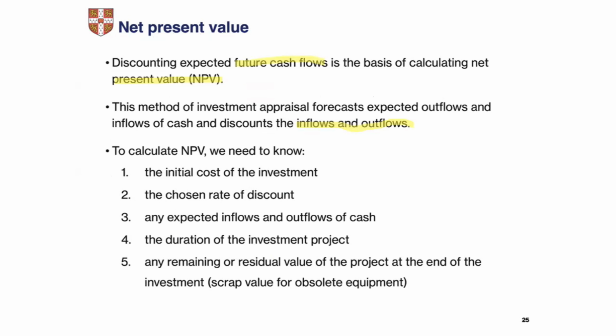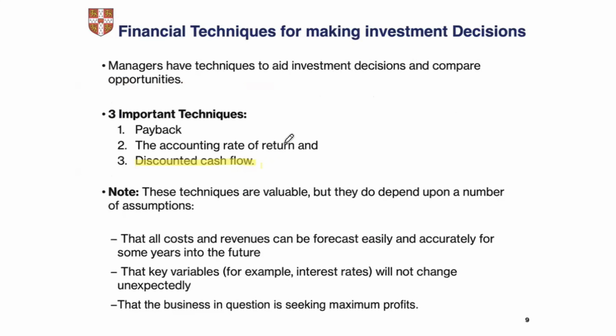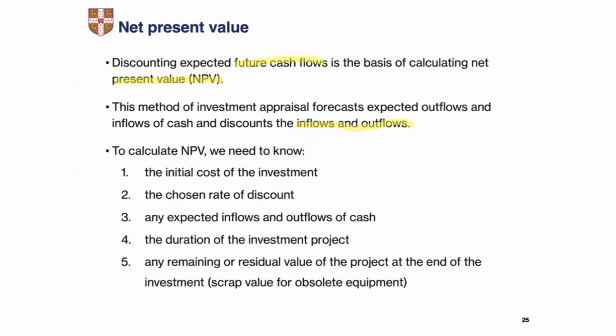Now, how do we calculate the net present value? Remember, we said that net present value is one of the three appraisal techniques that we are going to look at. All right, I've come back. Under the discounted cash flow model, net present value is one of the techniques that we are going to look at. So net present value is a method of appraising investments that forecasts expected outflows and inflows of cash and discounts them. So we want to know the present value of future cash inflows and outflows.